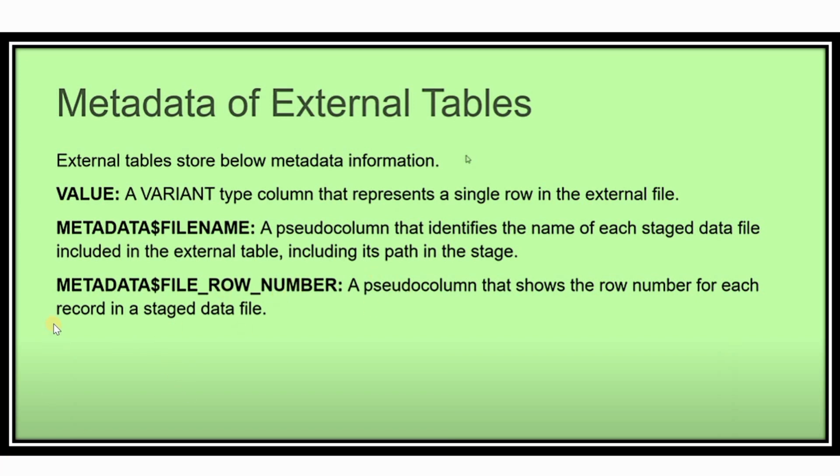And the last one is metadata file row number, a pseudo column that shows the row number for each record in a stage file. It will just show the row number for each record in the stage data file. So this is basically the metadata of the external tables.